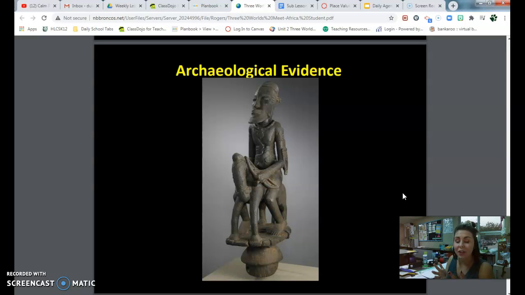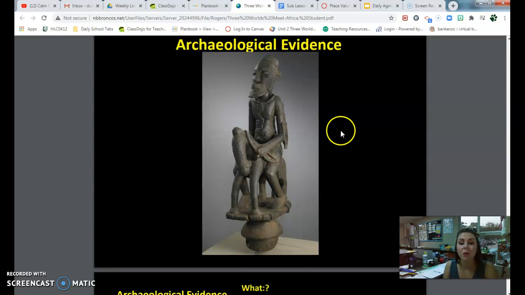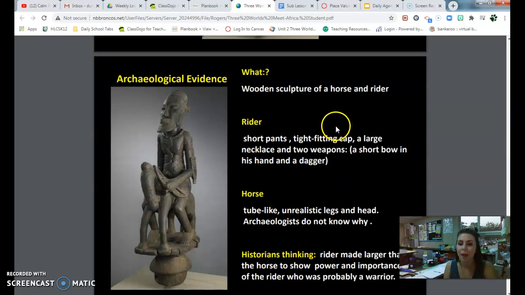But archaeological evidence is stuff from the past that was either lost or buried and discovered by historians years later. So looking at this piece of archaeological evidence, you have this guy on a horse, okay? Anyone might think that that's just a statue, but if we look down at what this means, we can take clues from the past and help us learn more about these different societies.